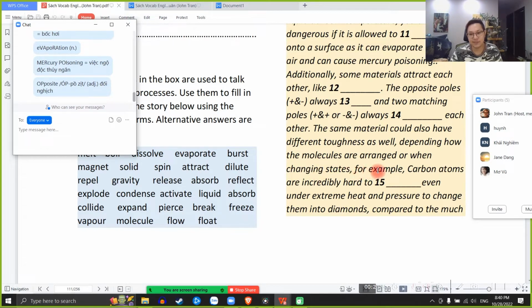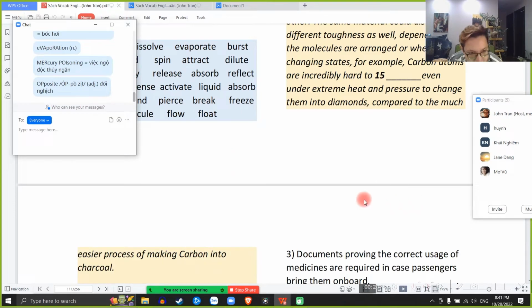Or when changing states, for example. For example, carbon. Carbon atoms are incredibly hard to break. Hard to break even under extreme heat and pressure to get them into diamonds. Compared to the much easier process of making carbon into charcoal. Into charcoal. Charcoal.